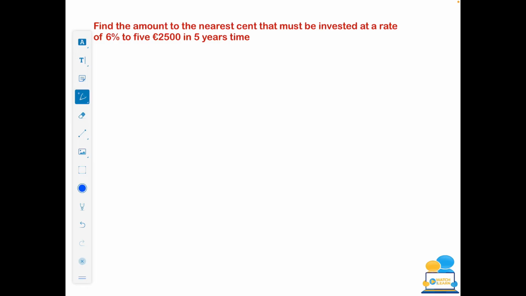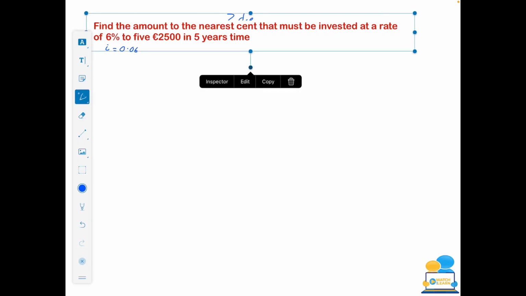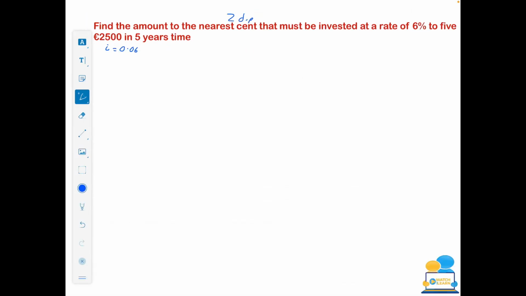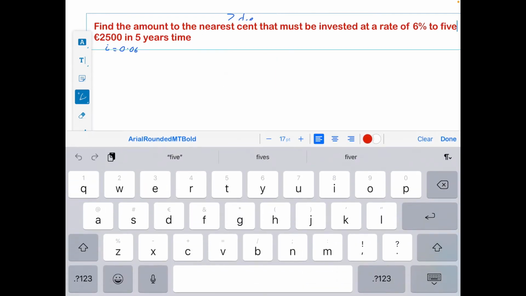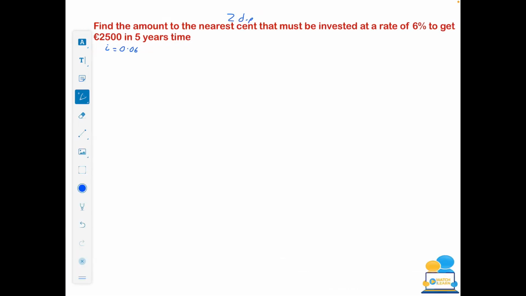So find the amount to the nearest cent. Okay, that means we're going to round to 2 decimal places. That must be invested at a rate of 6%. So that's my I. Change it to a decimal straight away. That's 0.06. To get, I shouldn't say, I should say to get 2,500 euro in 5 years' time. So that's my T. So I is 0.06. T is equal to 5.